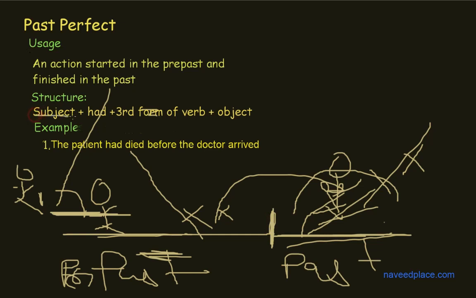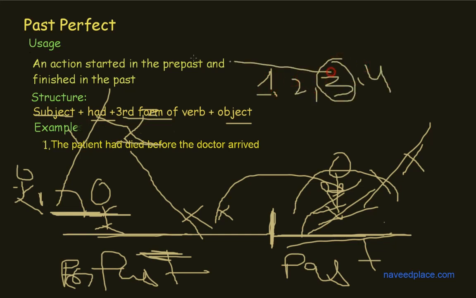Now it's time to see the structure of past perfect. The structure is: subject plus had plus third form verb plus object. What is meant by subject? Subject means doer. Here we have the patient. It can be Naveed, it can be he, it can be she, it can be Ali, it can be anyone. Subject means doer. Then we use had, then the third form verb. As you know, we have four forms of verb. Here we are using the third form. Why? Because this is perfect. And here we have died. And then the object.